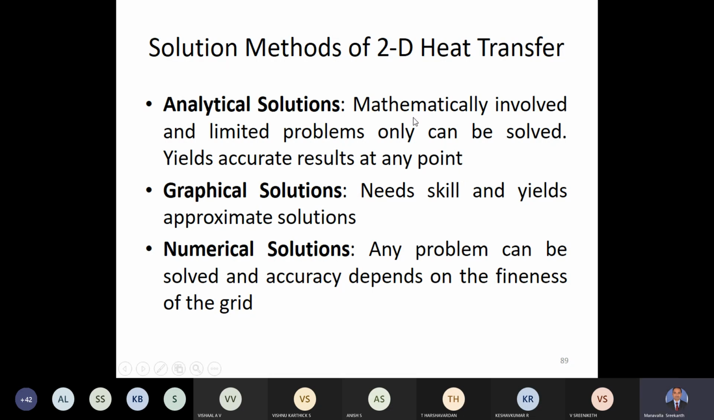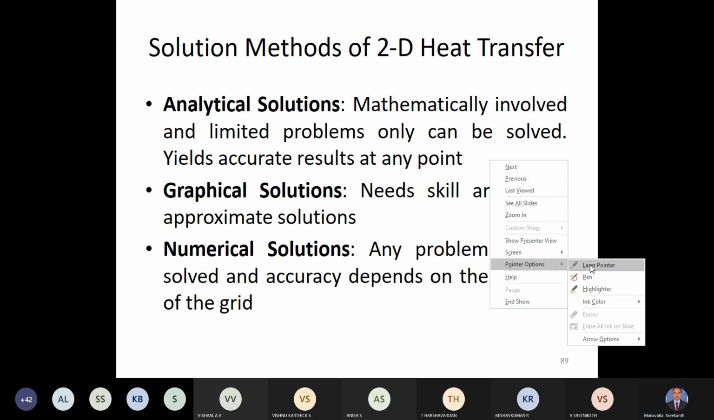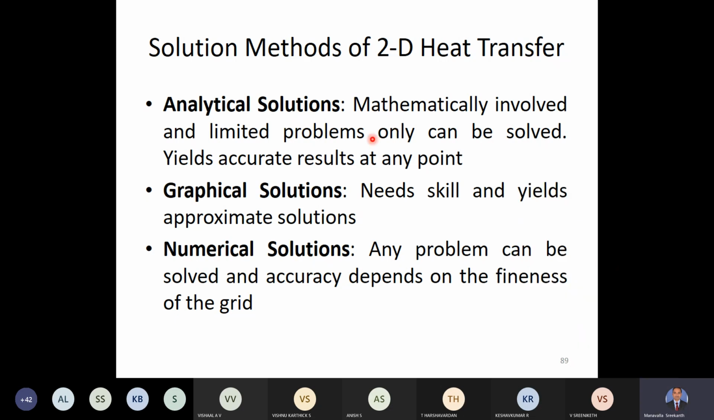But the problem is it is mathematically complicated. You cannot solve any problem. If you have a complex shape, you will not be able to solve it using concepts of mathematics and calculus. Most of the time it is impossible.